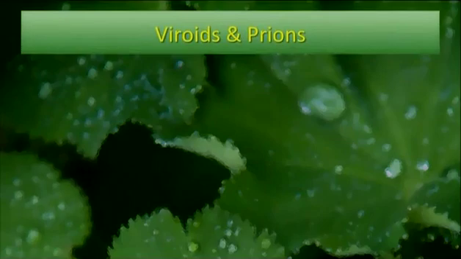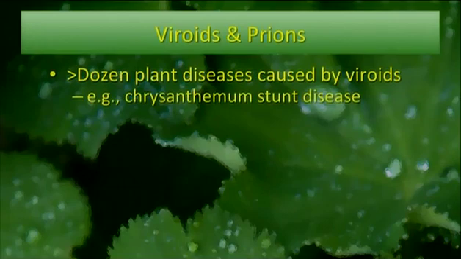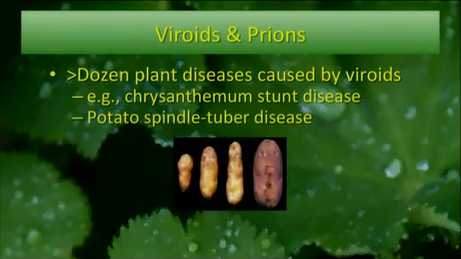Now about viroids and prions. There are more than a dozen plant diseases caused by viroids, for example, chrysanthemum stunt disease and also potato spindle tuber disease. On the right there you see a healthy potato, and on the left you see potatoes that have been infected with these viroids that cause spindle tuber disease.